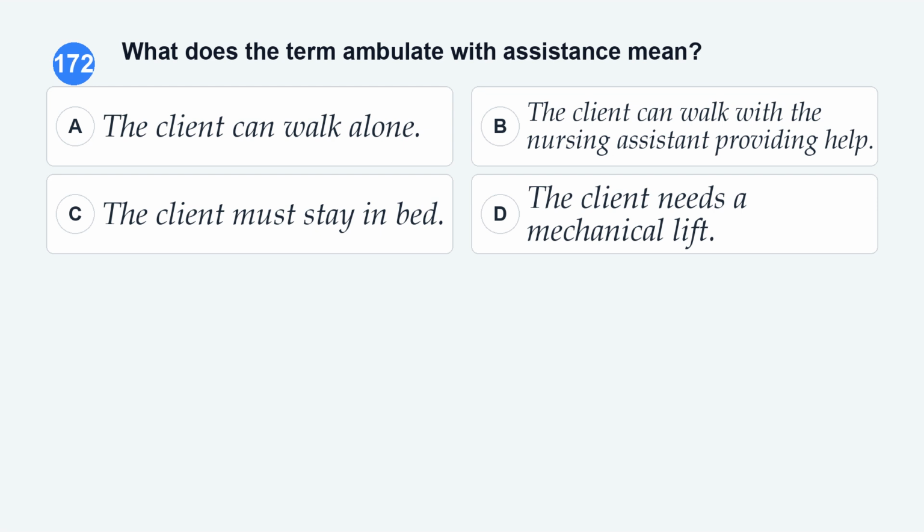Option A. The client can walk alone. Option B. The client can walk with the nursing assistant providing help. Option C. The client must stay in bed. Option D. The client needs a mechanical lift.